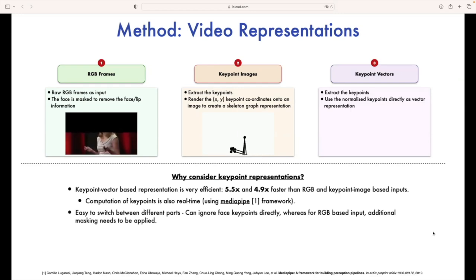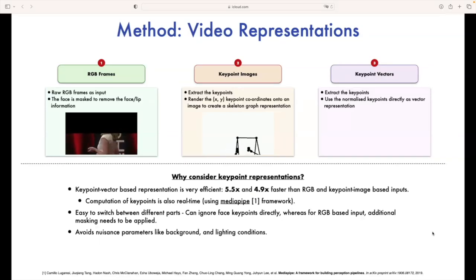Second, it is very easy to switch between different parts. For example, in our case, as I was talking in the RGB, we need to mask out the face region. Now, in case of key points, it is very easy to switch and to select whichever key points we want. We don't need this additional masking step that is required in RGB. And lastly, using key points directly avoids unnecessary parameters like background, different lighting conditions, clothing, and so on. Thus, due to all these different advantages of key points, we experiment with these three different kinds of representations. And at the end of the presentation, we can see which representation gives which kind of performance.